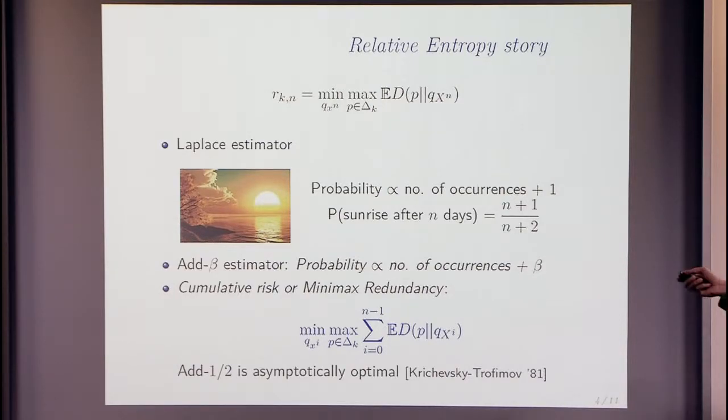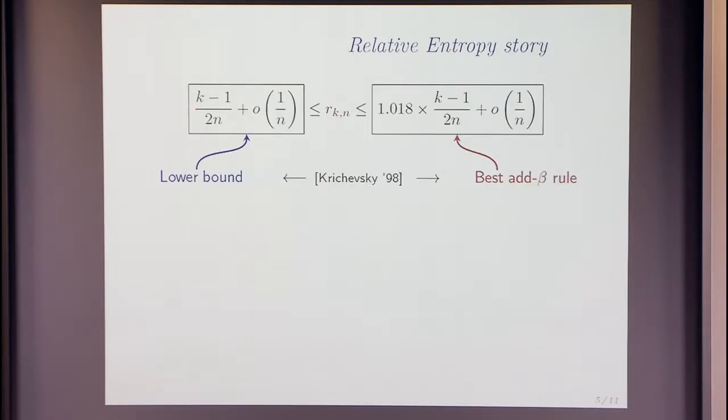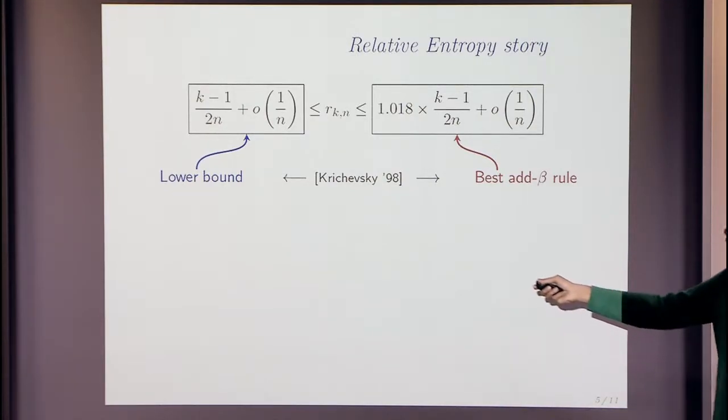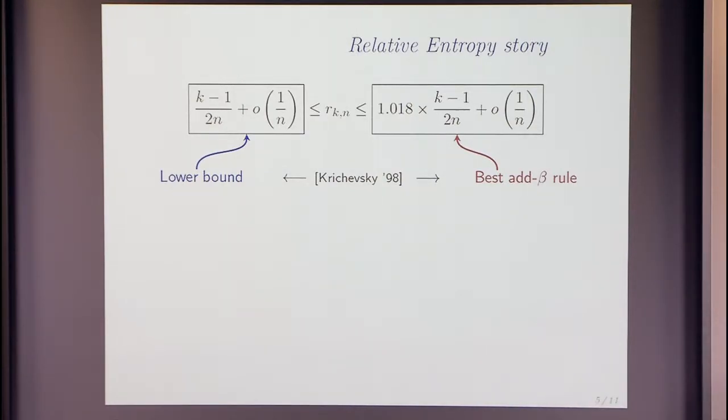Now, what does that mean for our quantity, where we want to minimize only the expected loss at time n? Here there is bad news. Krzyzewski showed, firstly, that if you want to use add beta, beta equals 1/2 is not the best beta. And furthermore, there is a natural lower bound on R_{k,n}. k is the alphabet size, n is the number of samples. We are looking at loss under relative entropy distance. There's a natural lower bound, (k minus 1) over 2n. And the best possible add beta rule is off by a constant factor. You cannot achieve that natural lower bound.